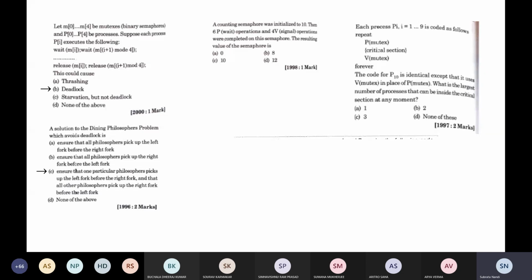Hello, sir, what is meant by thrashing? Thrashing is high paging activity.